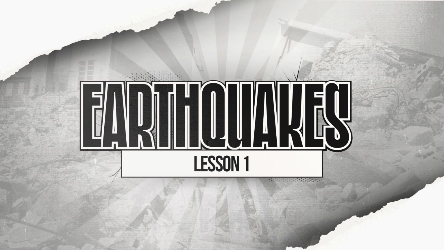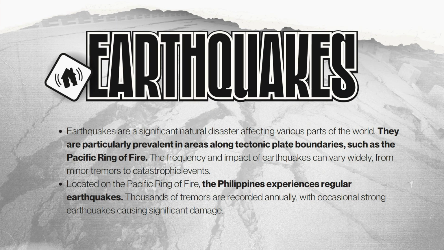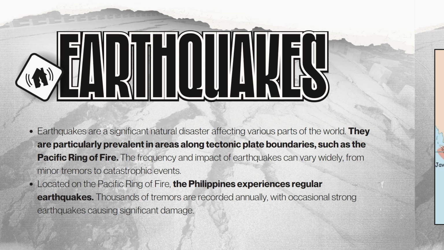So let's start with an earthquake. Earthquakes are a significant natural disaster affecting various parts of the world. They are particularly prevalent in areas along tectonic plate boundaries, such as the Pacific Ring of Fire. The frequency and impact of earthquakes can vary widely, from minor tremors to catastrophic events. The Philippines, located at the Pacific Ring of Fire, experiences regular earthquakes. Thousands of tremors are recorded annually, with occasional strong earthquakes causing significant damage.